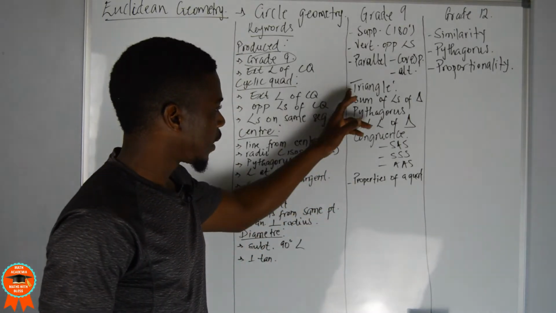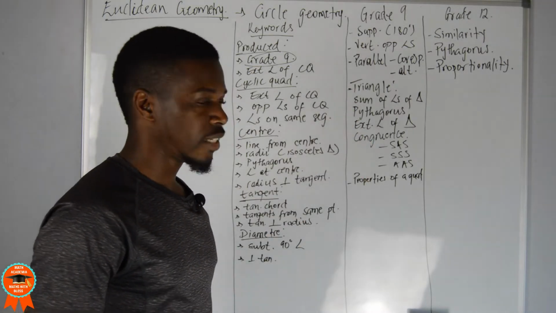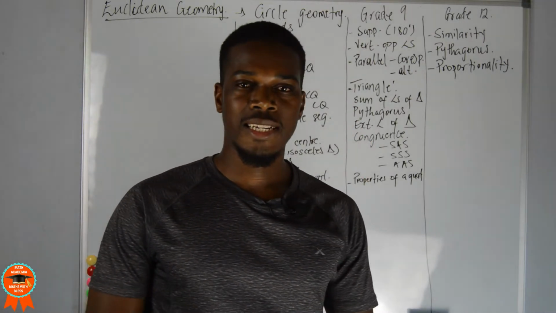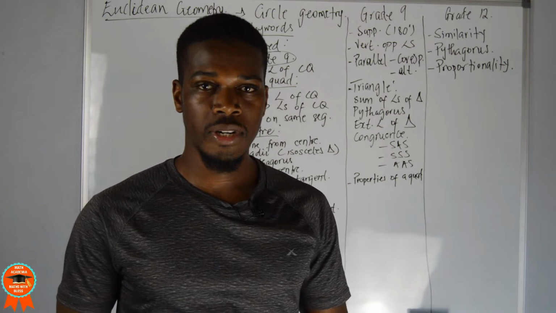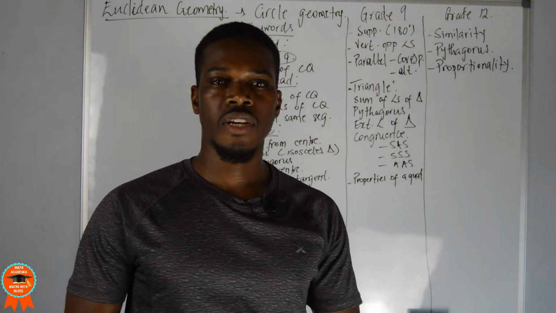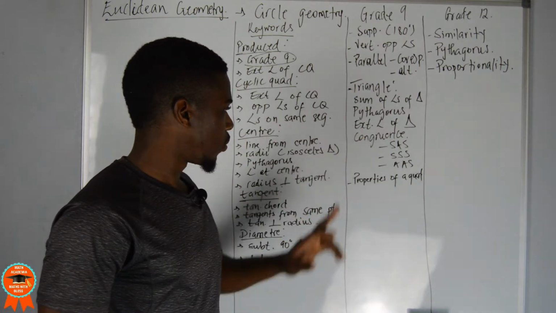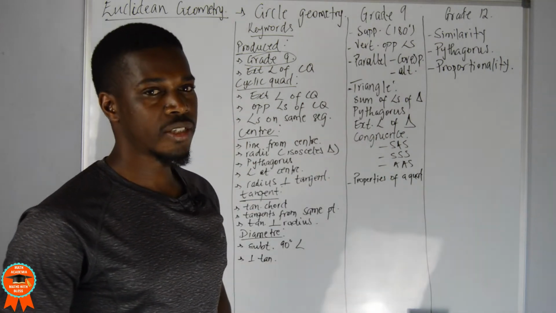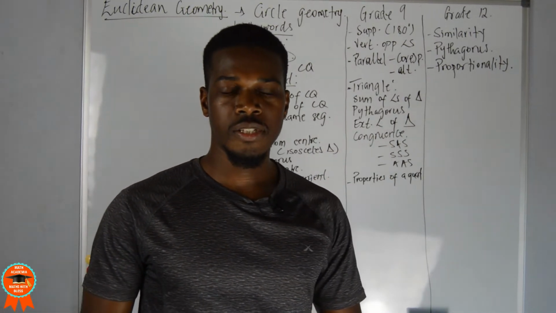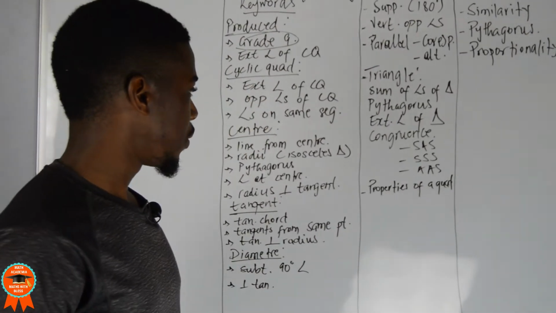And then on your triangles, you'll have sum of angles in a triangle. If the triangle has a 90 degree angle, you'll have Pythagoras, and you'll also have trig ratios. Then there's also exterior angle of a triangle. This one is very useful. In most cases, it's there. You must always look for it.